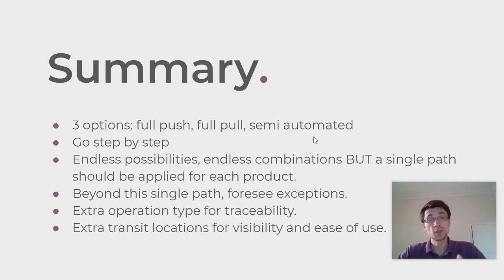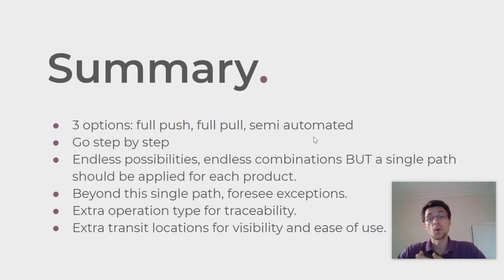Also, you have endless possibilities, endless combinations using the routes in Odoo, but you have to bear in mind that you have a single path that should be applied for each product. Beyond this single path, of course, you have to foresee the exceptions. And the exceptions can be handled, for instance, by using the routes on the sales order line, by using the request procurement option on the product, or by using the semi-automated replenishment, as I explained in my third alternative.